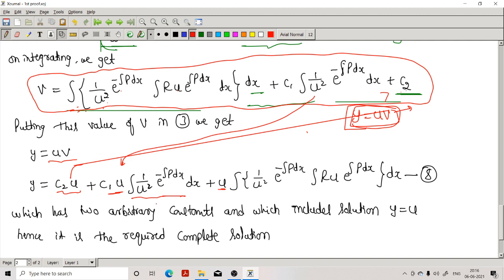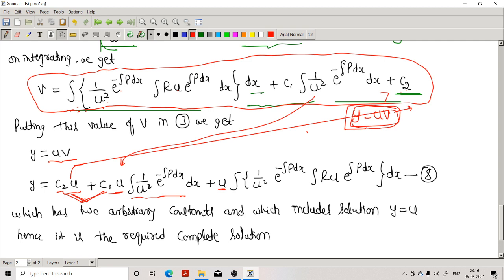This is a complete solution for a second order differential equation, mainly for variable coefficients, and that too if you know a part of CF. Clearly this has two arbitrary constants, C1 and C2, because for a second order linear differential equation, if you say anything is a solution, it must contain two arbitrary constants. Then only it is a solution for a second order linear differential equation.